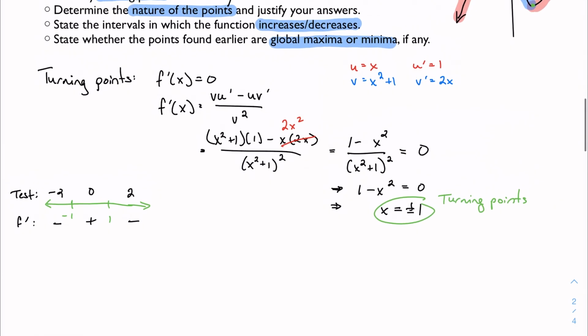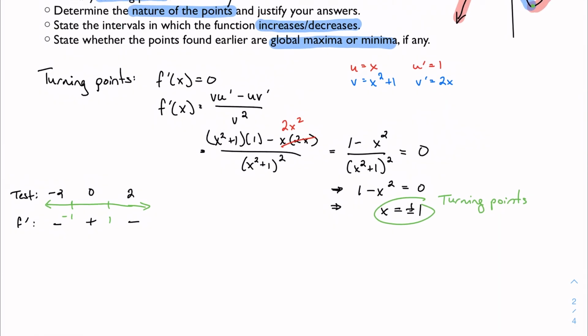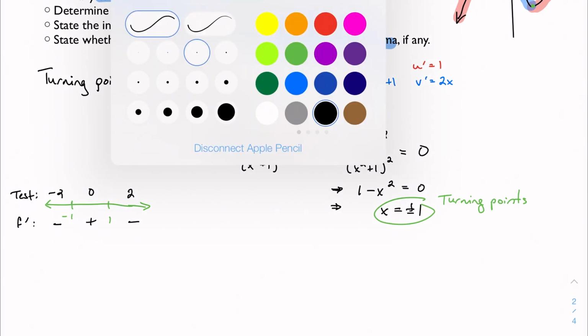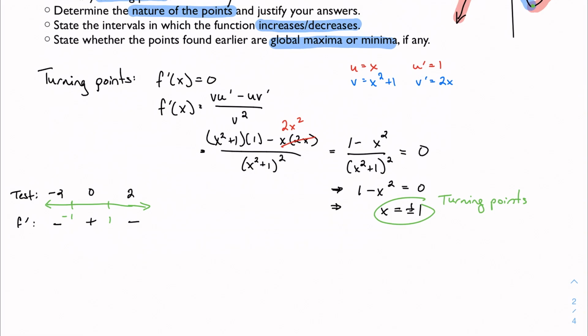Determine the nature of the points, state the intervals in which the function increases and decreases. We can do these steps together. Right, so the first thing I'm going to say is that I know that f increases when x is between -1 and 1. And I'm going to say that f decreases everywhere else. Right, so from -infinity to -1, and from 1 to infinity.